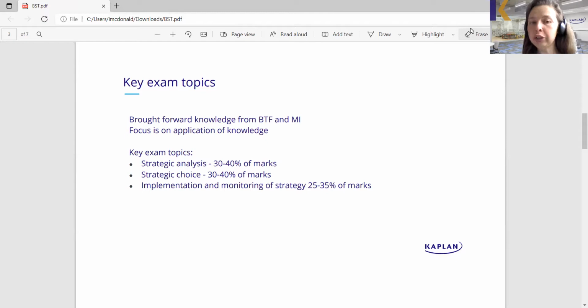With strategic choice, 30 to 40% of the marks are available for thinking about options available to the organization. And again, for those of you that remember Porter's generic strategies, that will probably be the most useful theory in the whole syllabus. It's always an easy way to get some of those knowledge marks. Finally, when it comes to implementation and monitoring of strategy, which is awarded 25 to 35% of the marks, every single exam will have a question on ethics and sustainability, so you need to be fairly familiar with those topics.